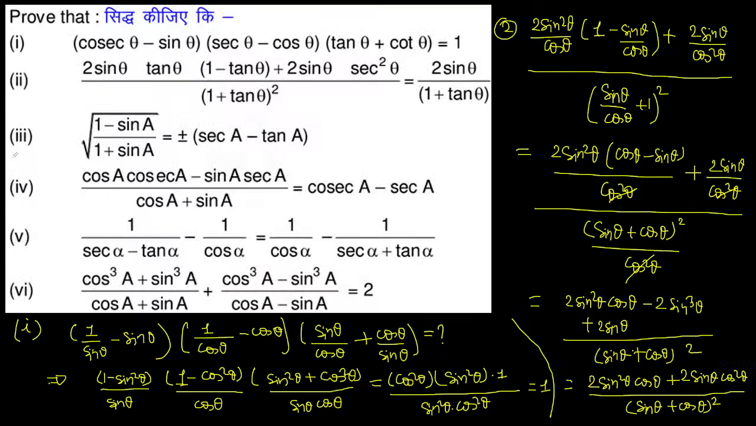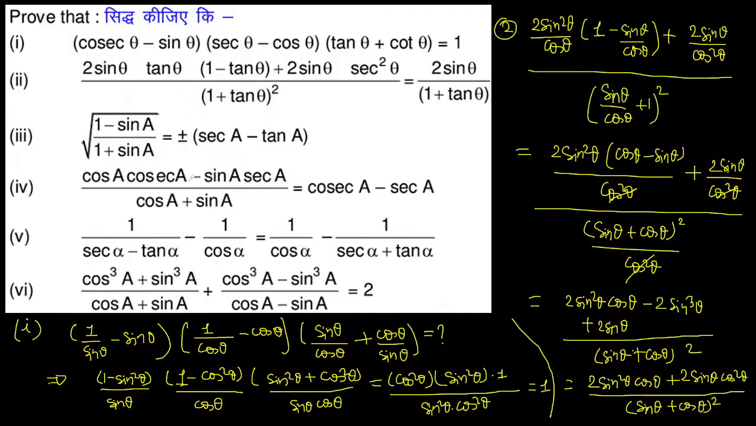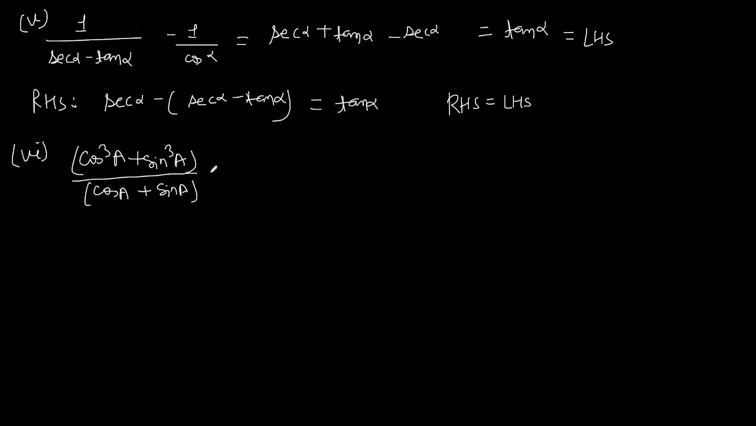Sixth number, cos cube A plus sin cube A upon cos A plus sin A, plus cos cube A minus sin cube A upon cos A minus sin A.